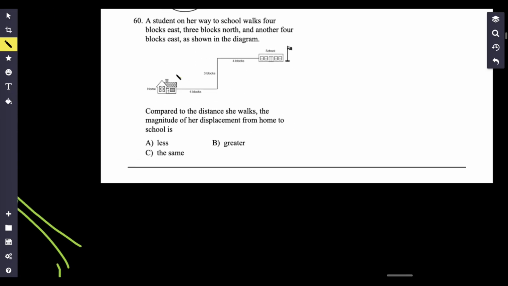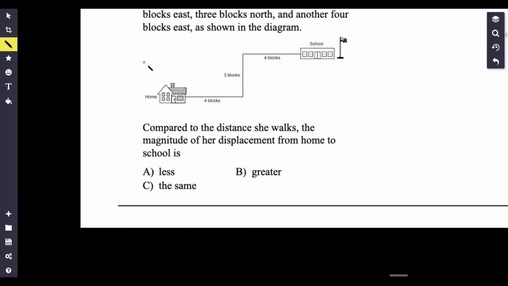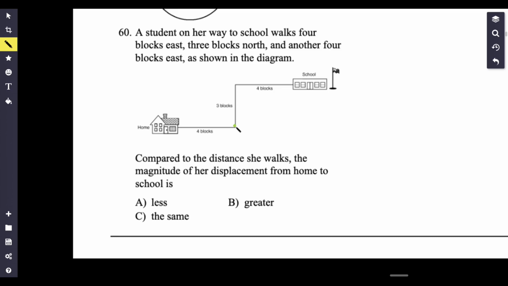And finally, a student on her way. Oh, yes, the displacement. So remember that the distance traveled, 4, 3, 4, well, that's a total of 11 blocks. That's the total distance. But the displacement, you can think about it as the shortest path from the school to this home, right? Think about it as sort of like the net distance, if you will. So what's the net distance?